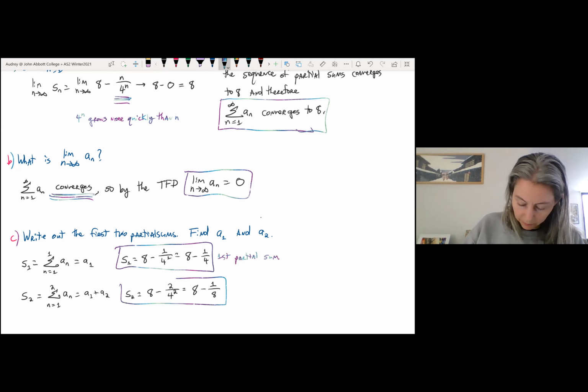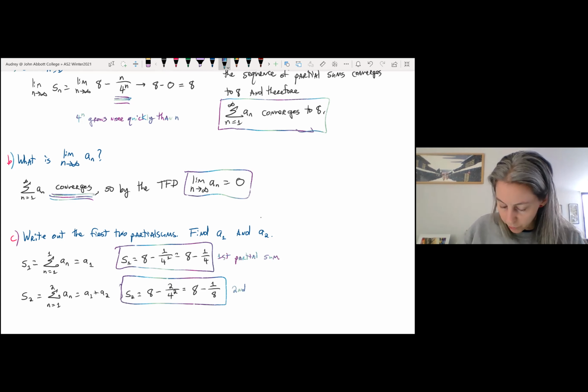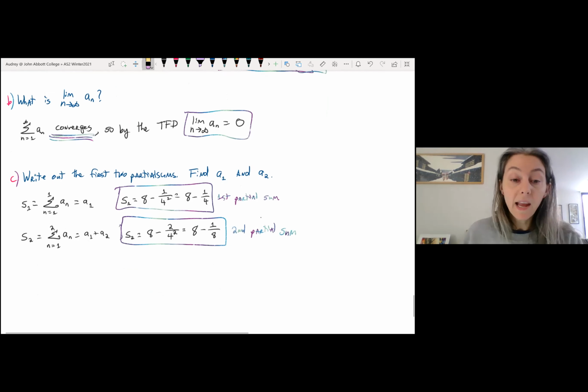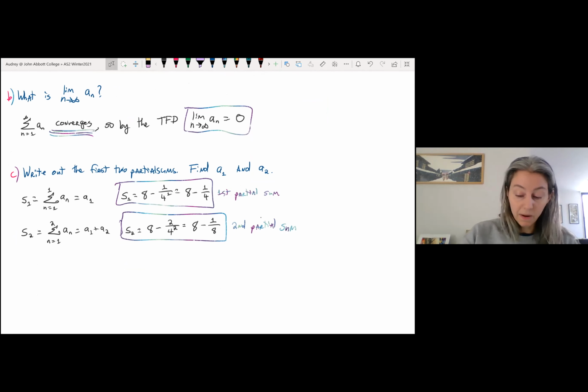And this is my S sub 2, my second partial sum. And now I want to use this to find a sub 1 and a sub 2. Well, I know that a sub 1 is the same thing as my first partial sum. We can see that on the left here. S sub 1 is equal to a sub 1. So then this tells me that a sub 1 is equal to 8 minus 1/4.